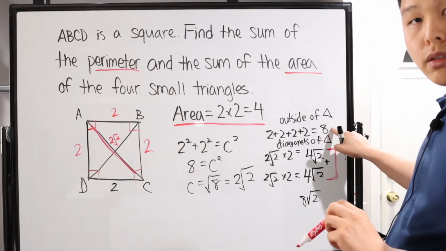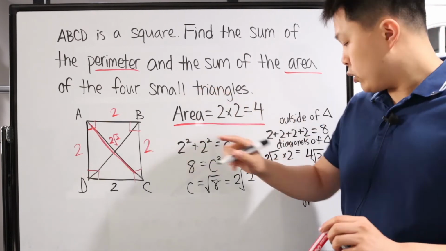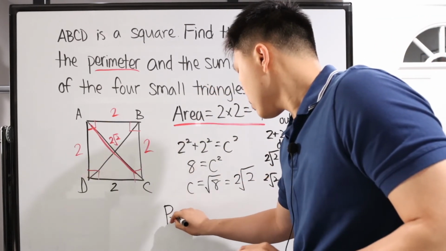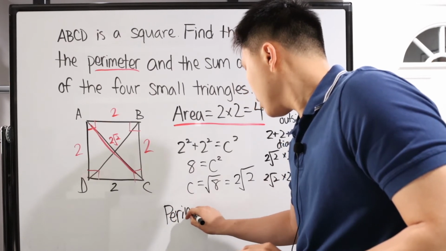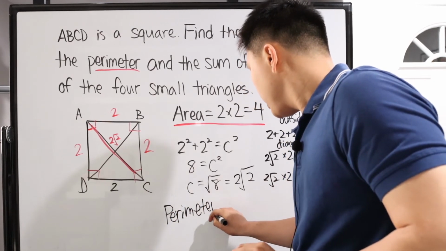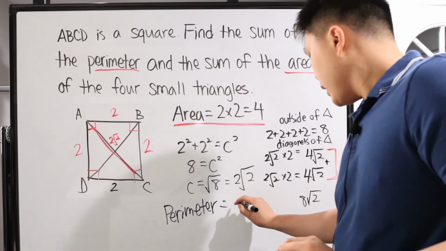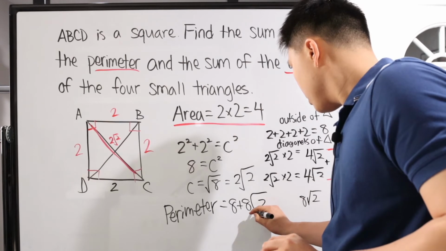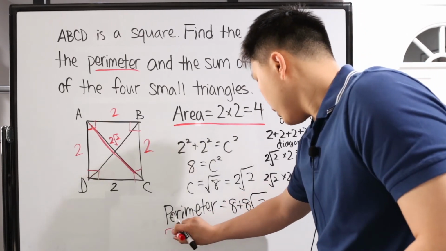Don't forget this guy, right? Our original outside, which is 8. So the final answer, the perimeter, is going to be the outside 8 plus 8 square root 2. And that would be your answer for this one.